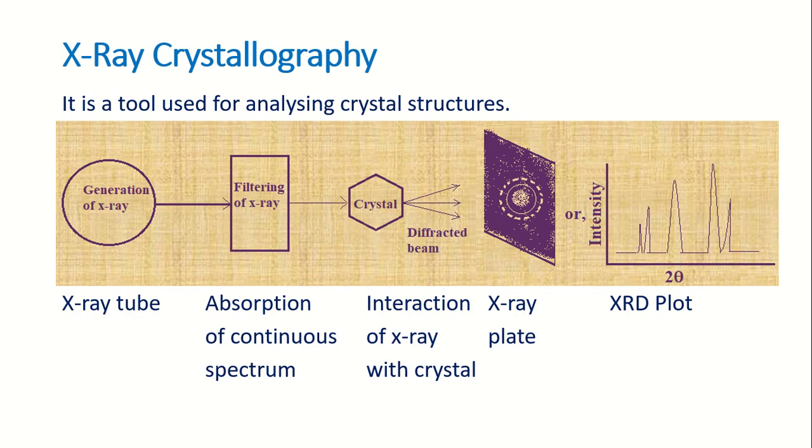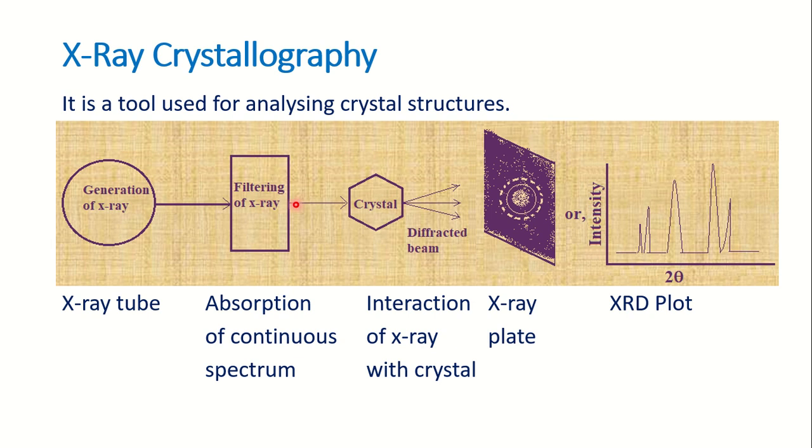It's a tool used for analyzing crystal structures. This crystal is to be analyzed with the help of X-ray crystallography, this tool. So first of all, X-ray is being generated here in an X-ray tube, and then this X-ray, after having been generated, is a combination of a range of wavelengths. So this is called a white X-ray. When this white X-ray is allowed to pass through a particular crystal which absorbs most of the lines except one, then a monochromatic X-ray line is produced.